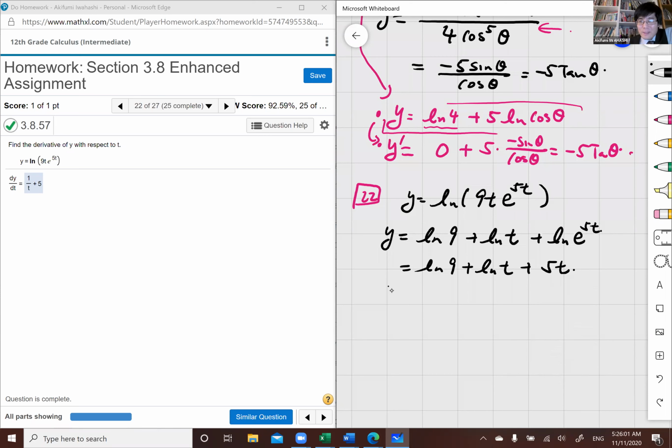Now the derivative is easy. Derivative of the constant, derivative of ln t, and derivative of 5t. So it's going to be 1 over t plus 5.